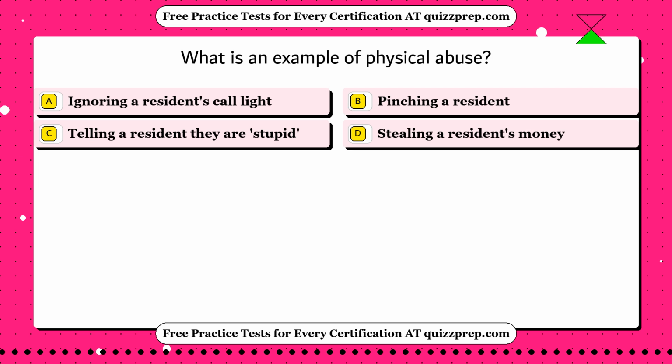Question 26. What is an example of physical abuse? Option A, ignoring a resident's call light. Option B, pinching a resident. Option C, telling a resident they are stupid. Option D, stealing a resident's money.